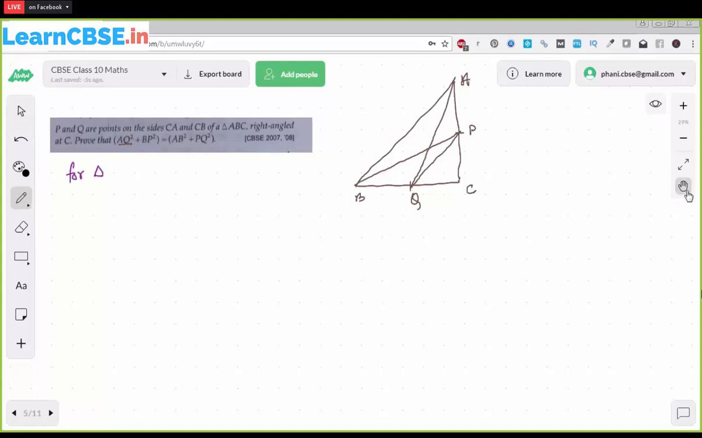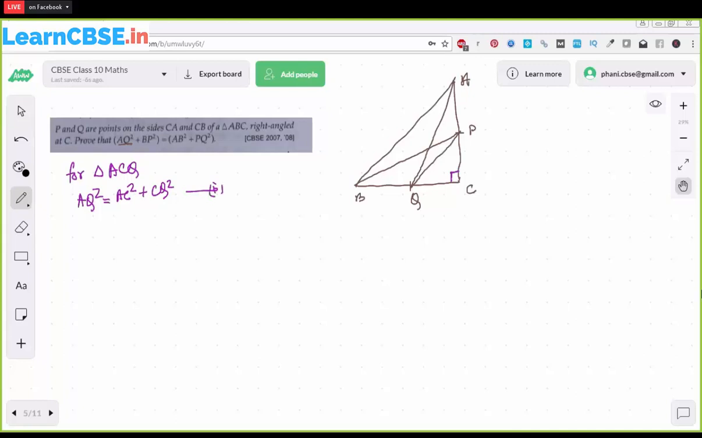For the triangle ACQ, we can write, obviously, this is the right angle here. So opposite to that will be the hypotenuse. So AQ square equals AC square plus CQ square. That's the first thing we can do by Pythagoras theorem.